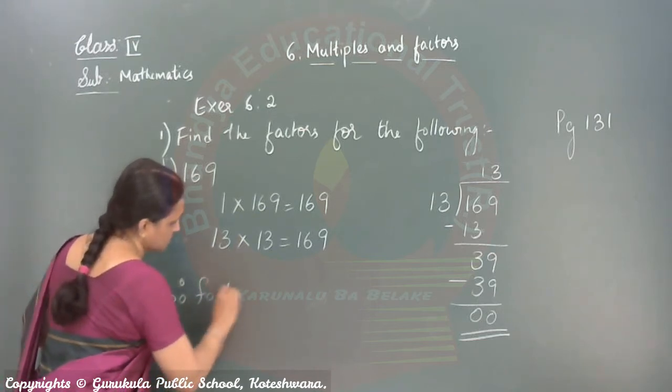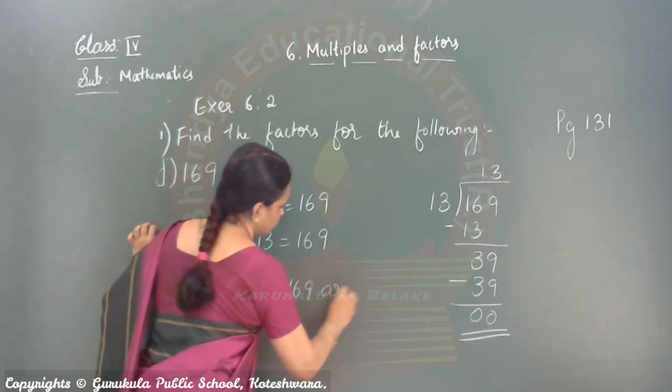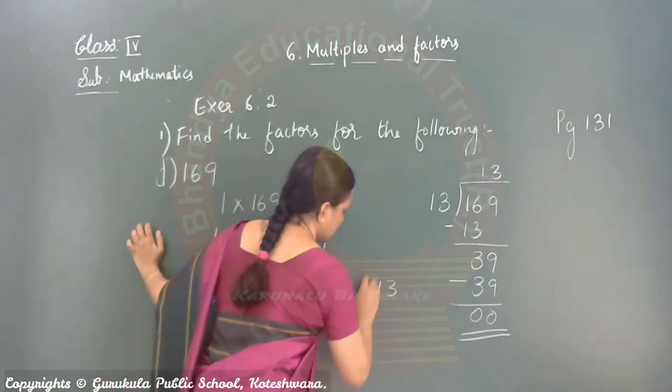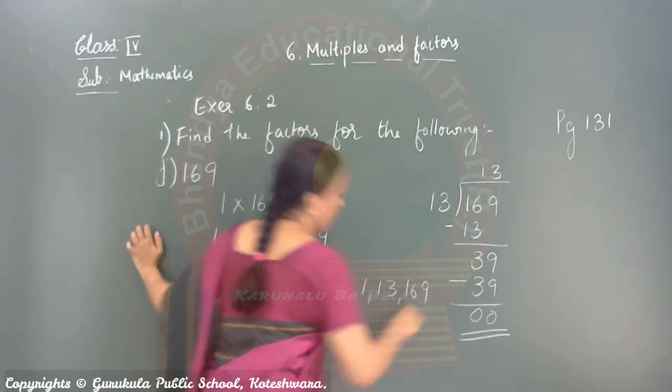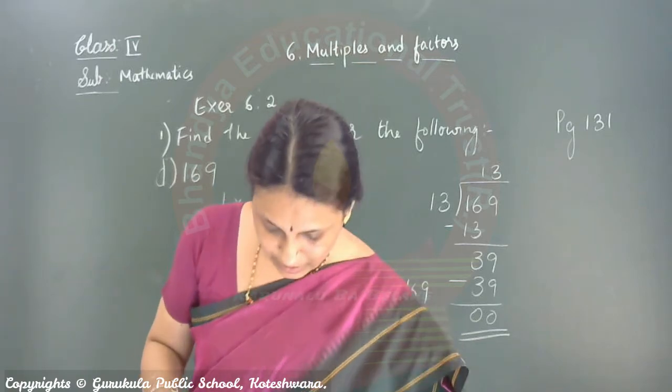So factors of 169 are 1, 13, and 169. Okay, so this way you have to find the factors.